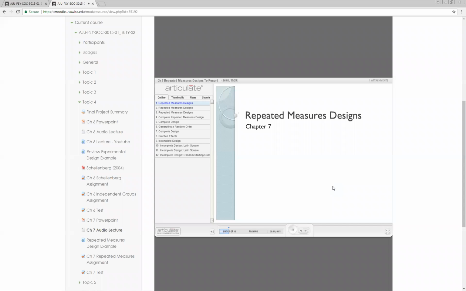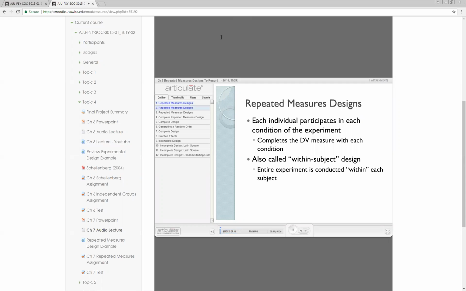Last class we talked about independent groups design, one kind of experimental design. Today we're going to move on to talking about repeated measures, which is the second type of experimental design. If you'll remember, the key to independent groups design is that we had different participants at each level of our independent variable. Repeated measures takes a different approach to manipulating an independent variable. With repeated measures design, we have the same people participating in each level of the independent variable.